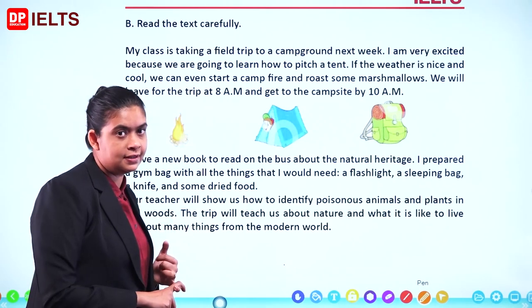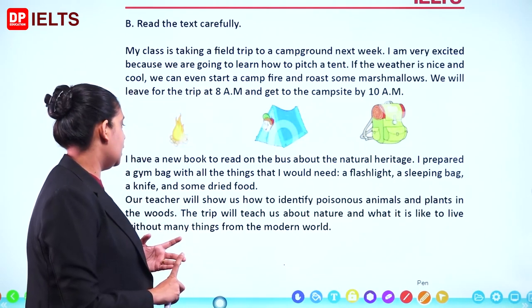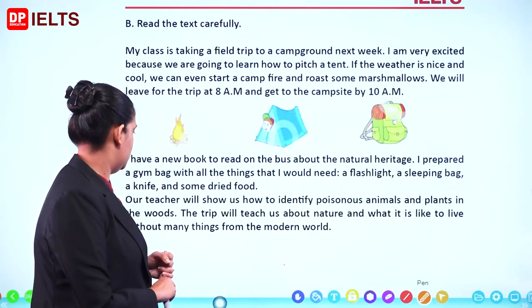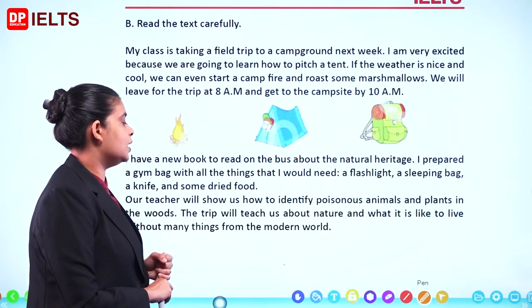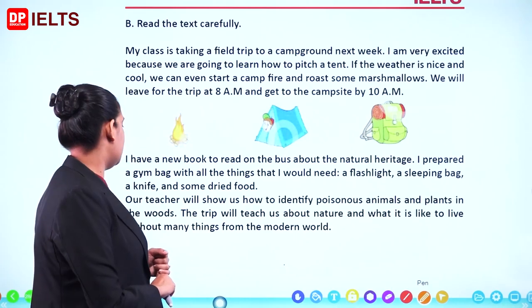A flashlight, a sleeping bag, a knife and some dried food. Our teacher will show us how to identify poisonous animals and plants in the woods.